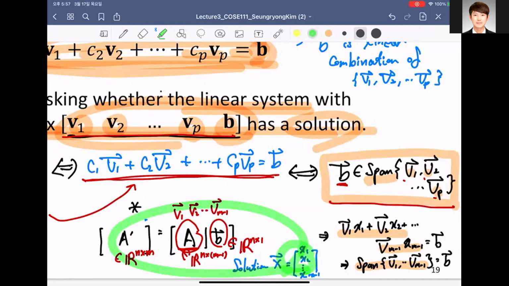But rather than using a row reduction algorithm or Gauss-Jordan elimination, something like this, if we have the span, we can just determine whether vector b is in the span or not. Then we can say whether this statement is true or not, that is, whether our system has a solution or not. That's why we have to know the concept of span.